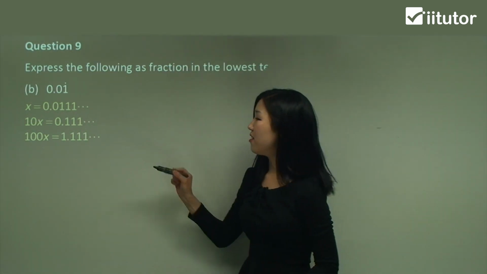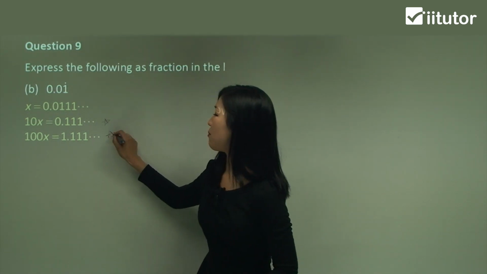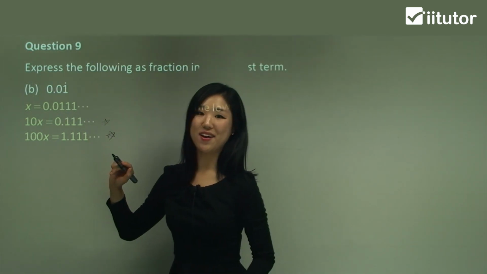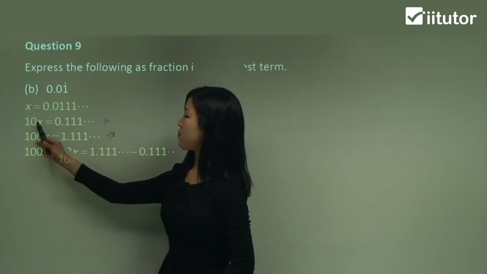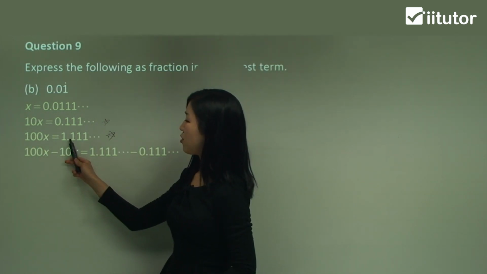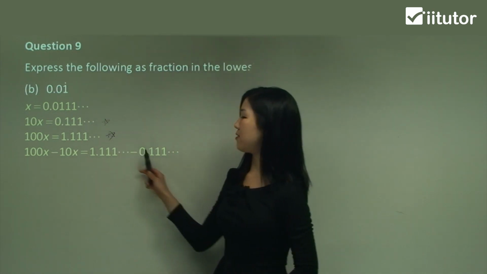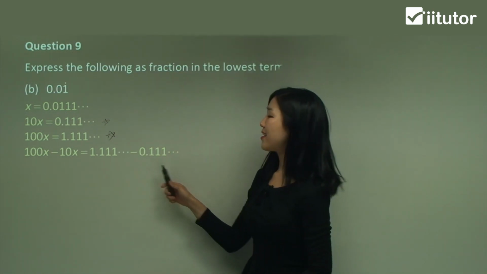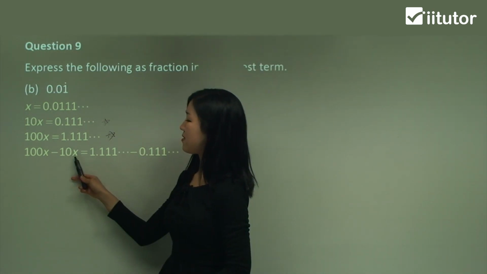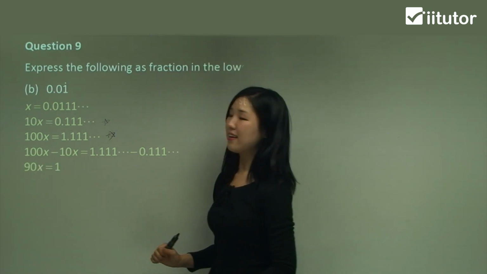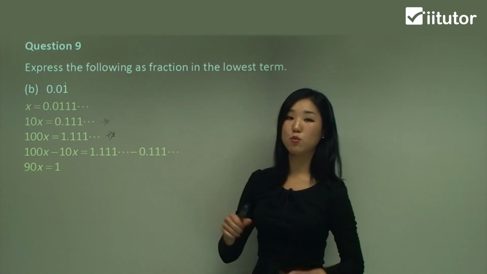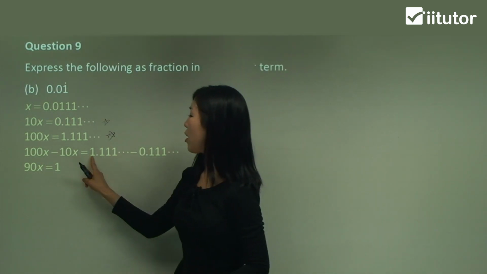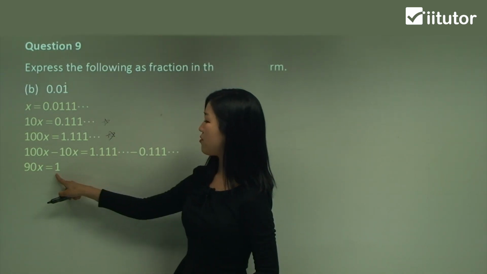Okay, now consider these two numbers. So you're trying to ignore the top one now. Let's work with these two. If I do 100x minus 10x, then I'll have to do 11.111 minus 0.111. And you can see that 100x minus 10x is 90x. And all the ones after the decimal will cancel out, and we only have 1 minus 0 left, which is 1.